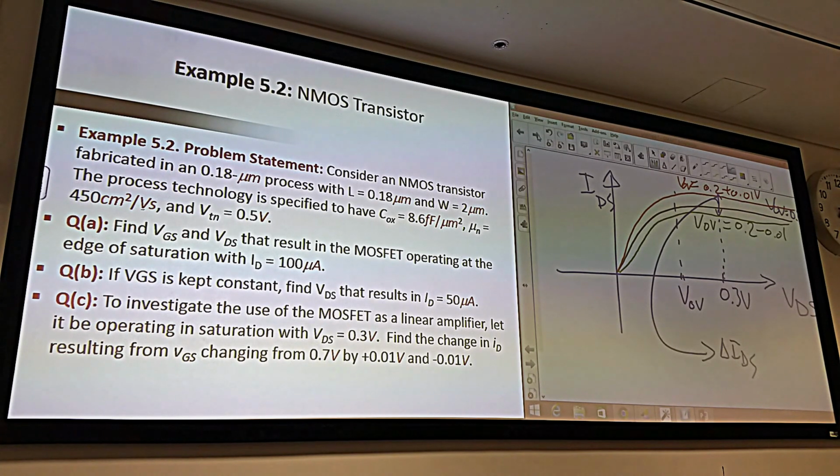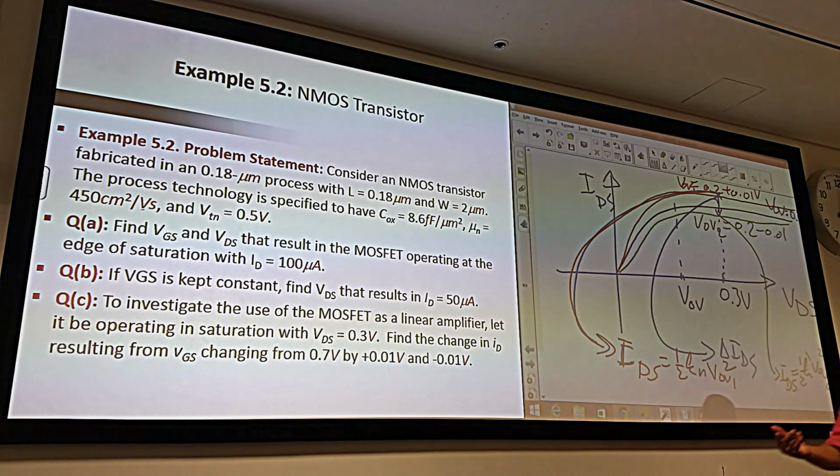Why? Because at this point, we know how to get ID, yes or no? ID, I will write it in red, so that we are on the same curve. So IDS is equal to half Kn, not Kn prime, because I put W over L there, times the overdrive 1 squared. Now for the second one, the green here, we can get that one as well. IDS is equal to half Kn prime times the overdrive, we call it 2 here, squared.